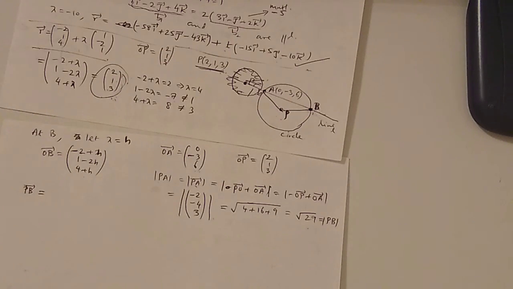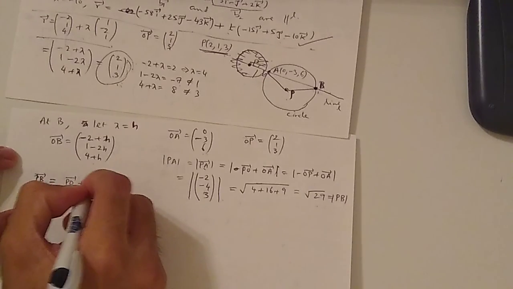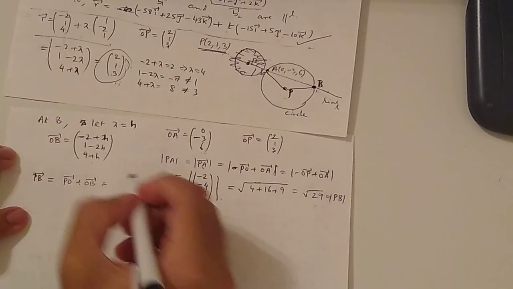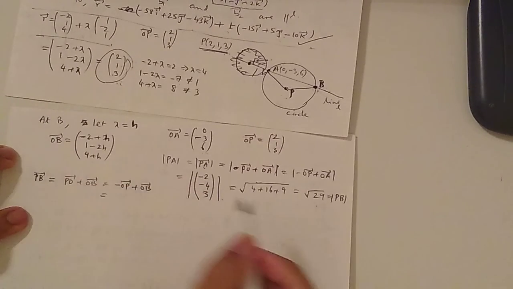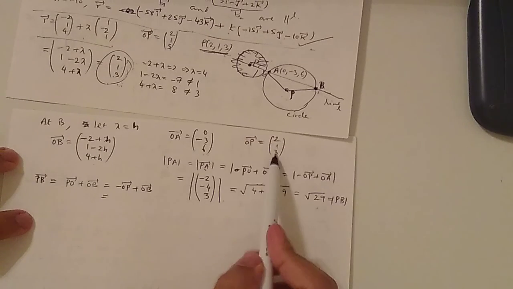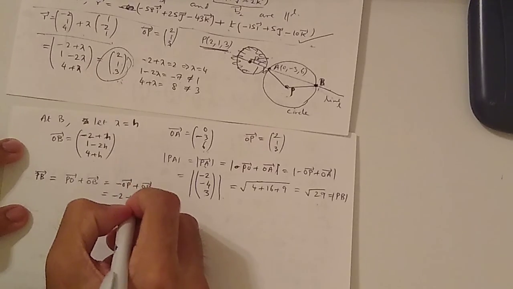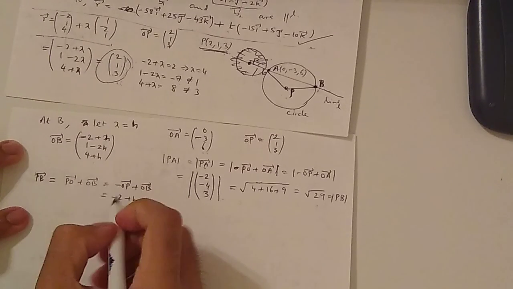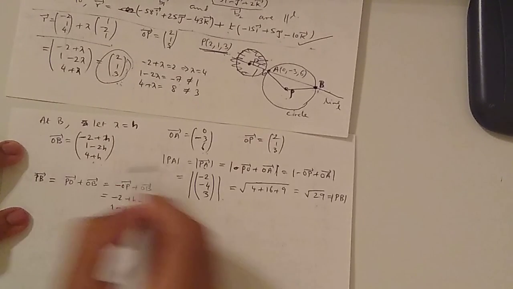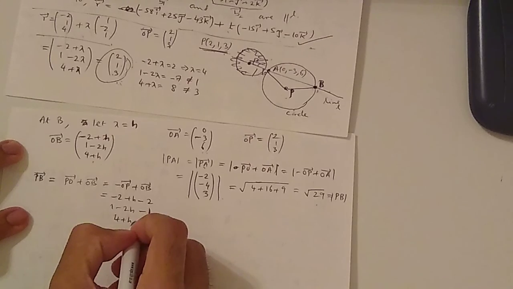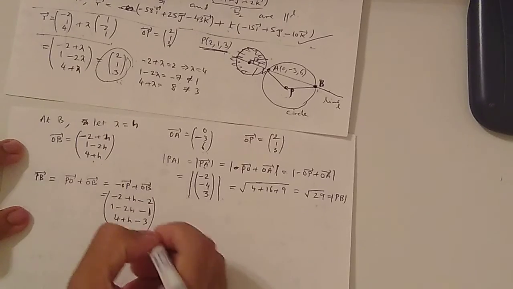Let's calculate the vector PB, and PB is equal to PO plus OB. PO is equal to minus OP plus OB. We have OB here, we have OP here. Therefore OB minus OP is going to be equal to minus 2 plus H, minus 2, 1 minus 2H minus 1, and 4 plus H minus 3. Alright, so that's your vector.